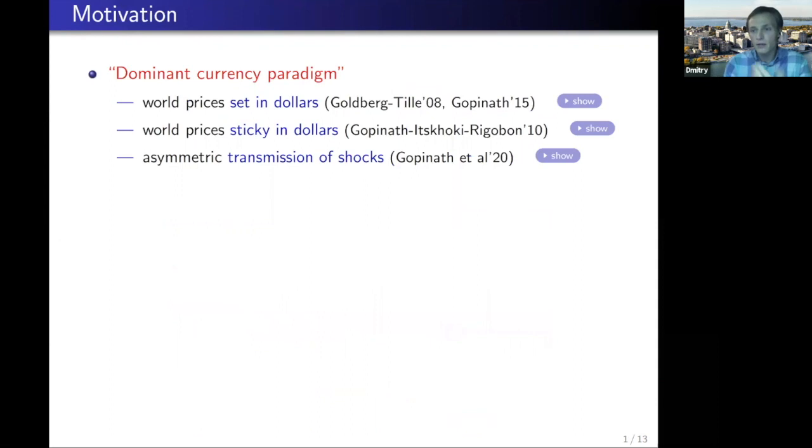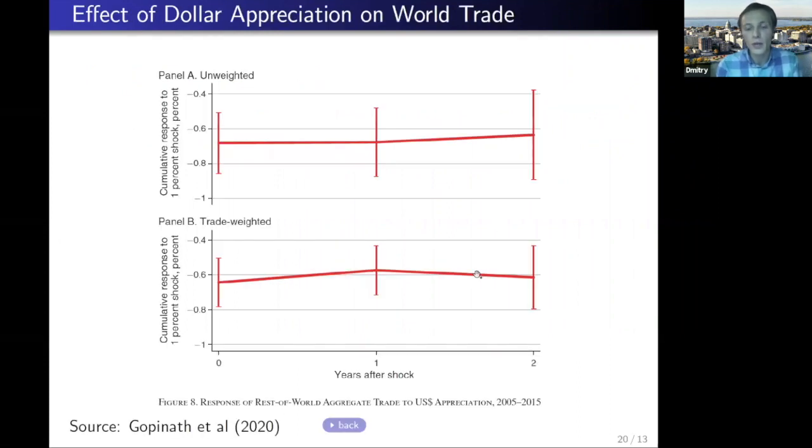And finally, and this is the most recent paper that we have on the subject, the paper by Pierre-Olivier Gourinchas, Gita Gopinath, and co-authors, it shows that there's also asymmetric transmission of shocks across countries. So in particular, because of the dominance of the dollar in international trade, we see a disproportionately large effect of US monetary policy on foreign prices and quantities. So just to show one picture from that paper, this is the effect of dollar appreciation on the volume of world trade. And so we see that when the dollar appreciates, the volume of global trade goes down, and this is true on impact, and this is also true at the horizon of 1 and 2 years. And this is controlling for the global financial cycle.